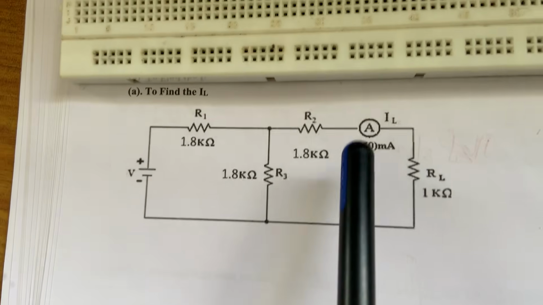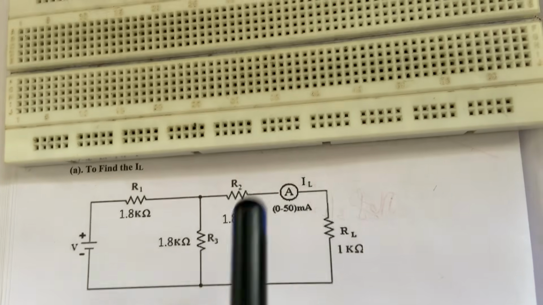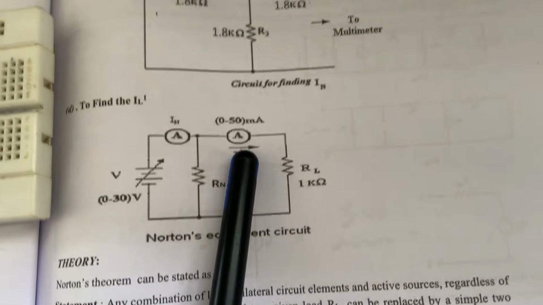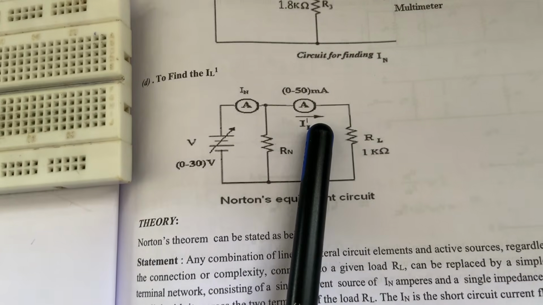First I am going to give this connection. The direct inspection current must be equal to the Norton's equivalent circuit current. These two must be equal. Now I am going to connect this circuit.